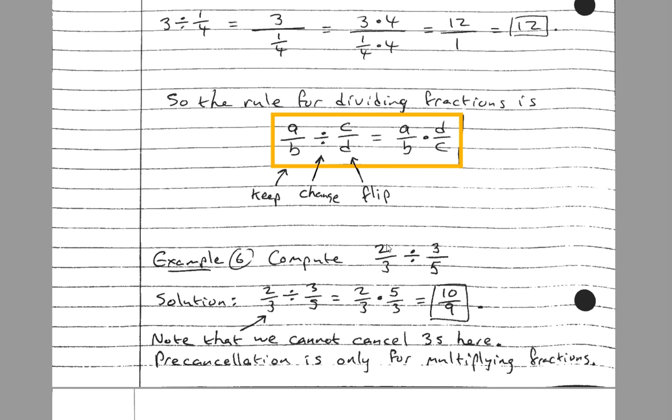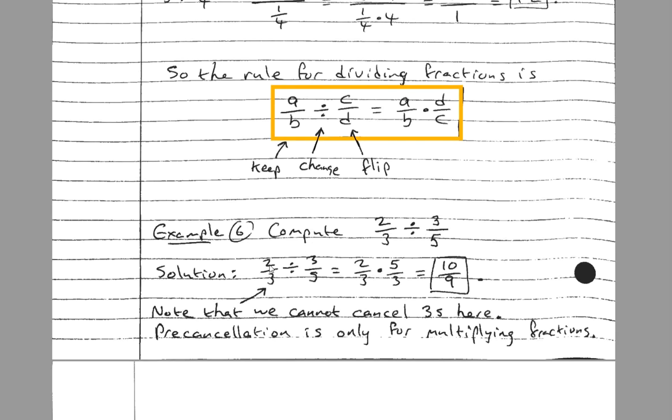All right, so basic typical example, 2/3 divided by 3/5. Keep the 2/3, change this to a multiplication, flip this over to 5/3. And now we're back to just a regular multiplication. So straight across, 2 times 5 is 10, 3 times 3 is 9, so 10/9. So just for division, this is an extra step, and then after that, it's just a regular multiplication.